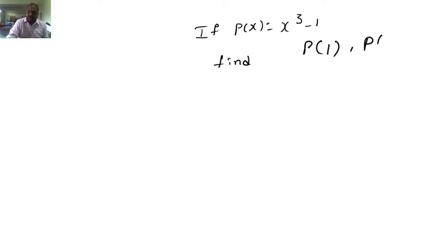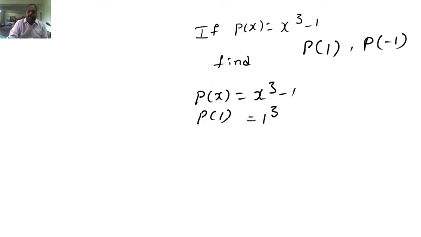Next, if p of x is equal to x cube minus 1, find the values of p of 1, p of minus 1, p of 0. First, p of x is equal to x cube minus 1. We have to find p of 1. If you substitute 1 instead of x, it will become 1 cube minus 1, that is equal to 1 minus 1, that is equal to 0.